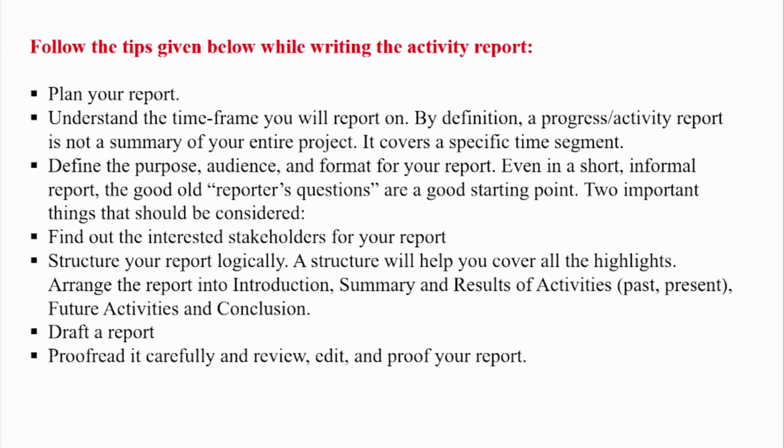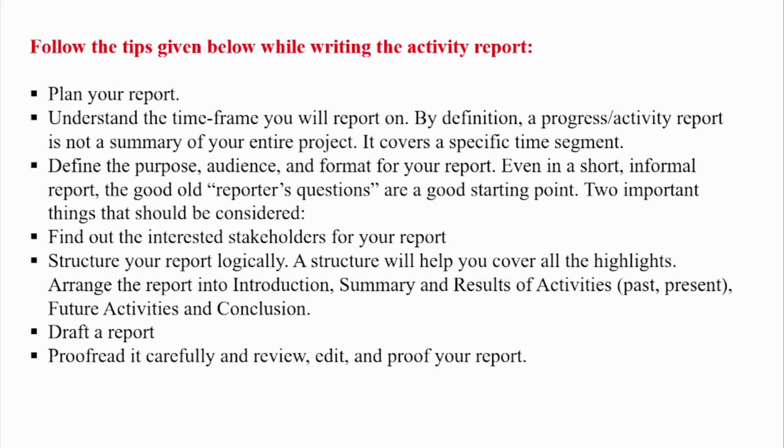So, now you have to follow some of the tips given below while writing the activity report. So first you have to plan your report. Second, you have to understand the time frame you will report on. And by definition, a progress or activity report is not a summary of your entire project. It covers a specific time segment. Then third, you have to define the purpose, audience and format for your report. And even in a short, informal report, the good old reporter's questions are a good starting point.